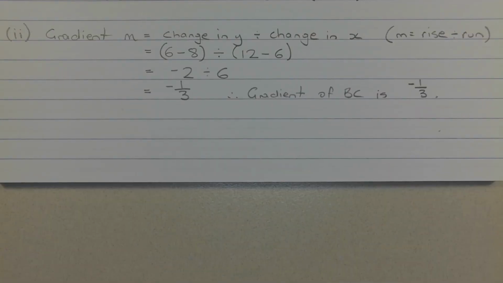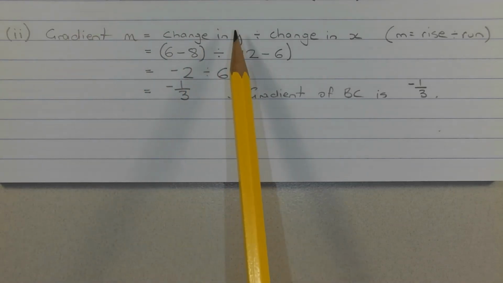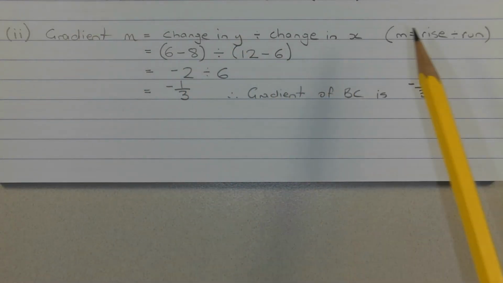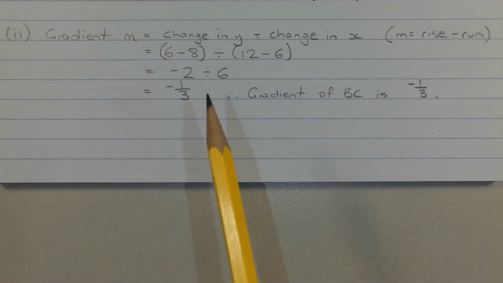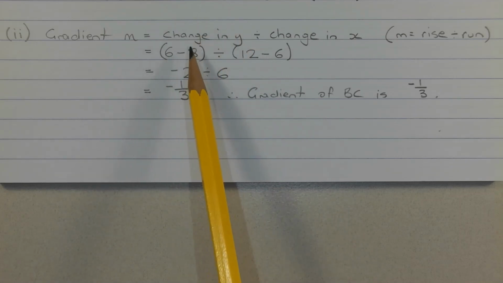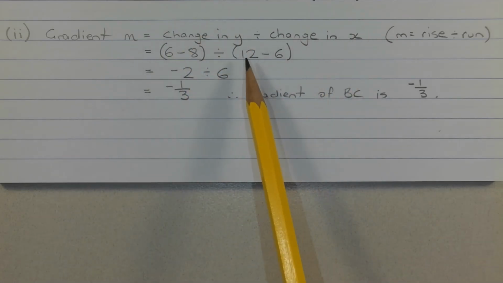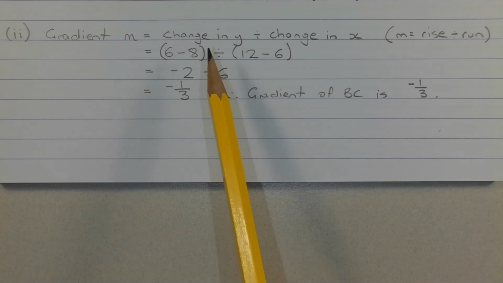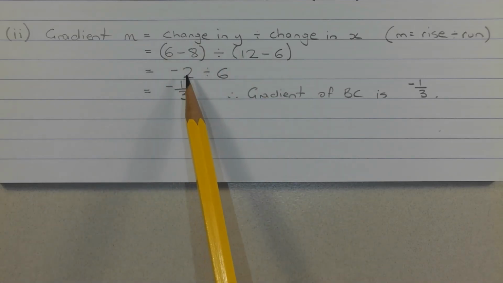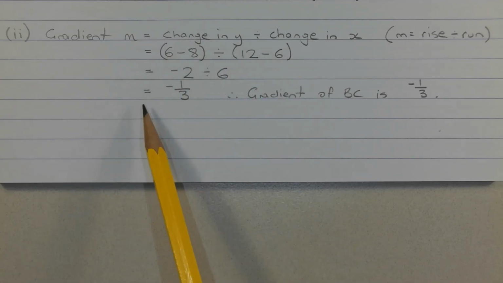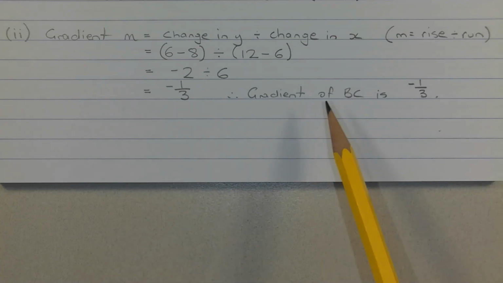So showing the working out, the gradient m is equal to change in y divided by change in x, or rise divided by run. Now the change in y is (6 minus 8). The change in x is (12 minus 6). And dividing those two quantities, we get -2 divided by 6, which gives us -1/3 as a fraction. Therefore, the gradient of BC is -1/3.